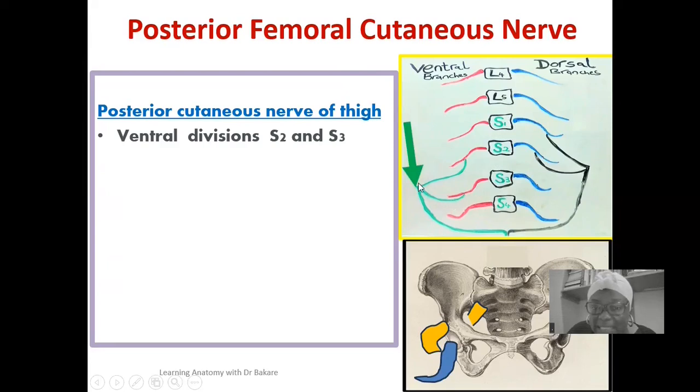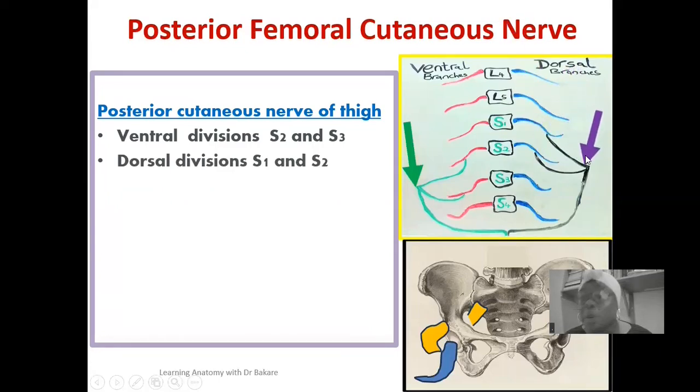So as they emerge at this point, they form a contributory branch to the formation of the posterior femoral cutaneous nerve. And we also have dorsal divisions from S1 and S2. So this is where we have the dorsal divisions here, arrowed in purple. S1 and S2 come together at this point to also form a contributory branch to the posterior femoral cutaneous nerve. So at this point, the two branches merge to form the posterior femoral cutaneous nerve. And you see that it has a contributory branch from the ventral divisions and also the dorsal divisions.